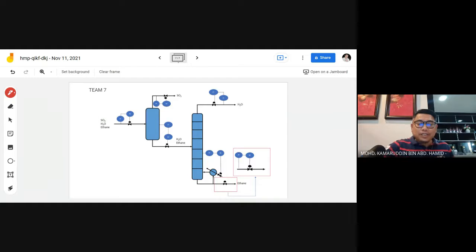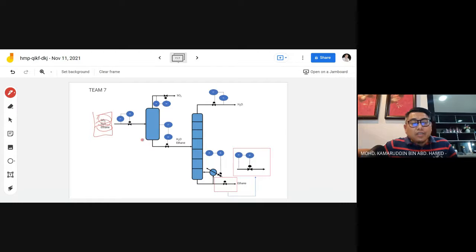Okay, this is a little bit different since you have two. Ini kalau you silap operate, jadi tunggang langgang you punya sistem, you punya proses. Okay, you have a SO2 here, and also you have water, and you have ethane. So this is more on the gases separation. Okay, gas separation.